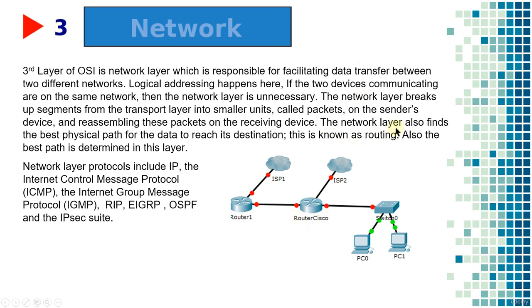The network layer also finds the best physical path for the data to reach the destination. This is known as routing. So this is the best definition of routing. Where is the best path? Best physical path. This is the thing. Best physical path. Okay.